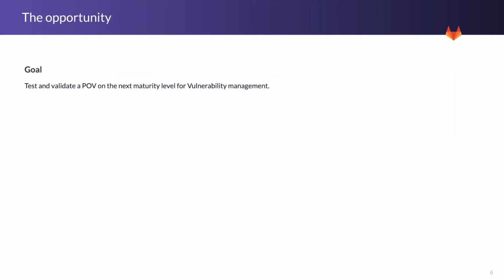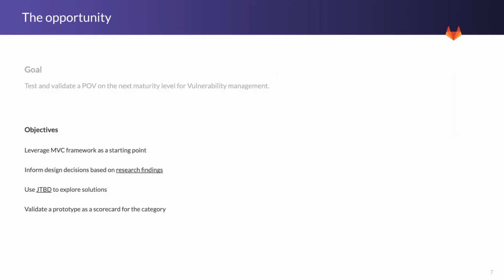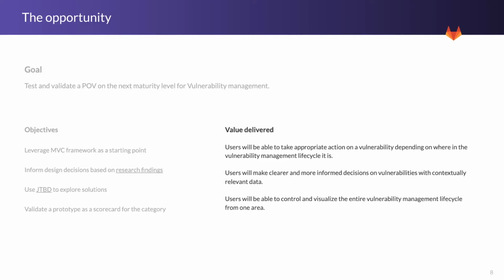Our goal here was to test and validate a point of view on the next maturity level for vulnerability management. Our objectives are to leverage an MVC framework as a starting point. We don't want to make too many large-scale changes, just because it will be released soon. We want to inform the design decisions based on research findings, which we did a few months ago. We want to use jobs to be done to explore our solutions, which we've just wrapped up. And then we want to validate the prototype as a scorecard for the category. And if we do this, we believe we'll deliver value to users.